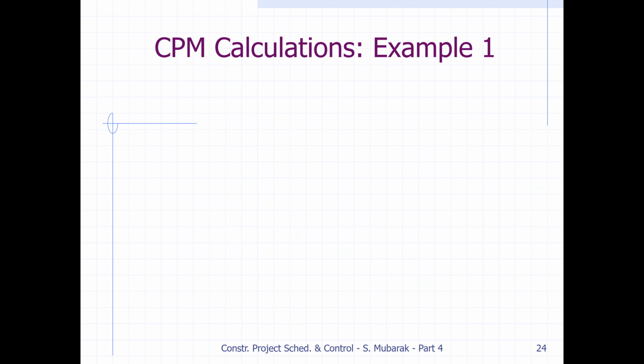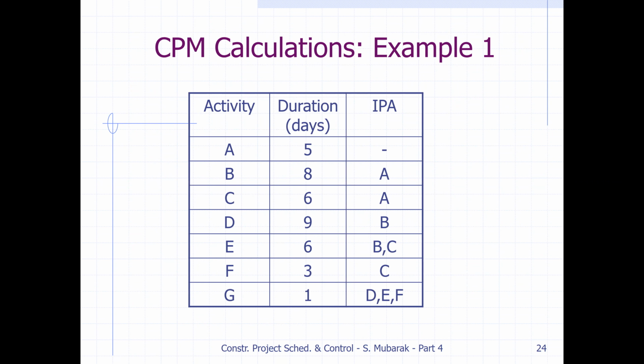So now we are going to see the CPM calculations. Example one. We have the list of activities A, B, C, D, E, F, G, and the duration for each activity is given. Activity A needs 5 days, B needs 8 days, C needs 6 days. Duration for D is 9 days. Duration for E is 6 days, and there is a 3 day duration for activity F, and G will take just 1 day to complete.